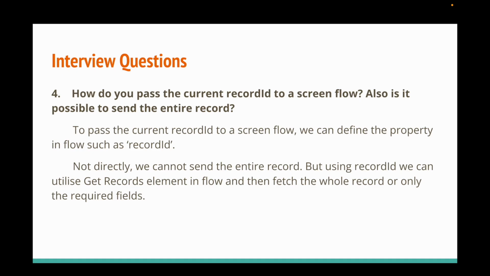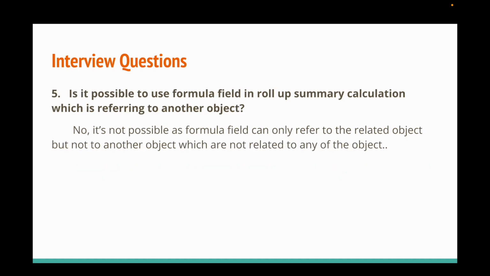The next question is, is it possible to use a formula field in a roll-up summary calculation which is referring to another object? So no, we cannot use a formula field which refers to any object other than the related object. The roll-up summary field generally comes into the picture in a master-detail relationship. There also it does not support formula fields, and we cannot refer it to any other object. It can only be referred to the related objects only.